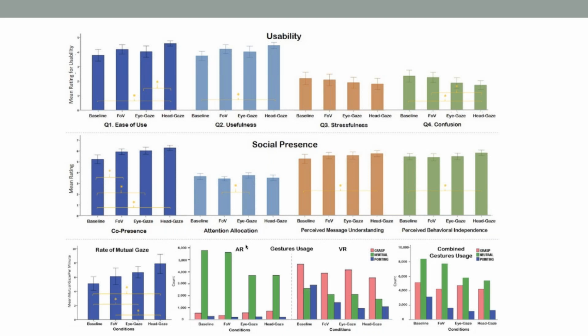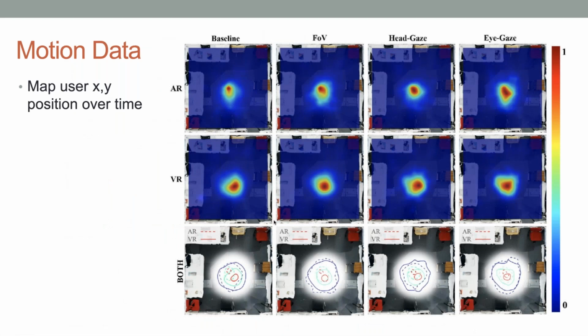And the bottom row is around how often people looked in the same direction or used gestures and pointed as well. The other most interesting thing we probably collected was also looking at people's motion data. So these heat maps here showed how much people moved. And in general, you can see the VR map at the bottom, the contours are a little bit bigger than the AR map. So people in VR generally walked around a little bit more than people in AR.